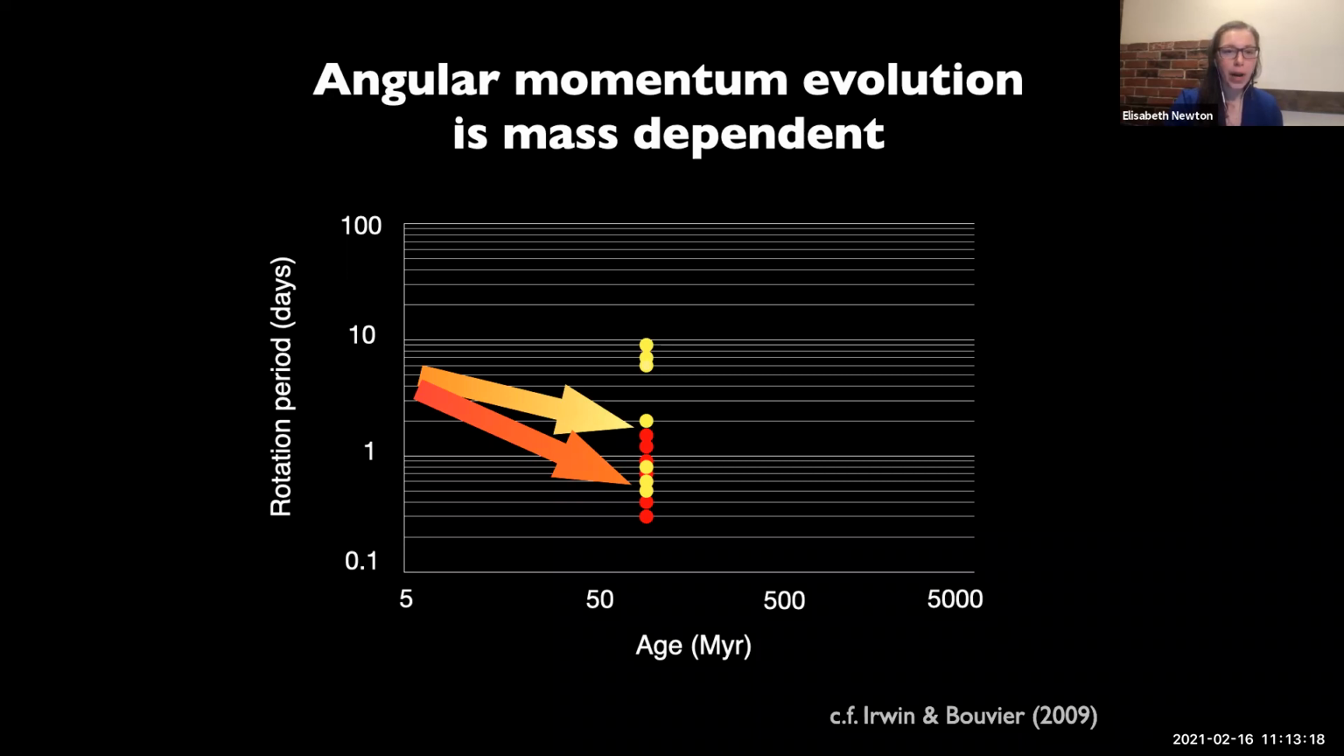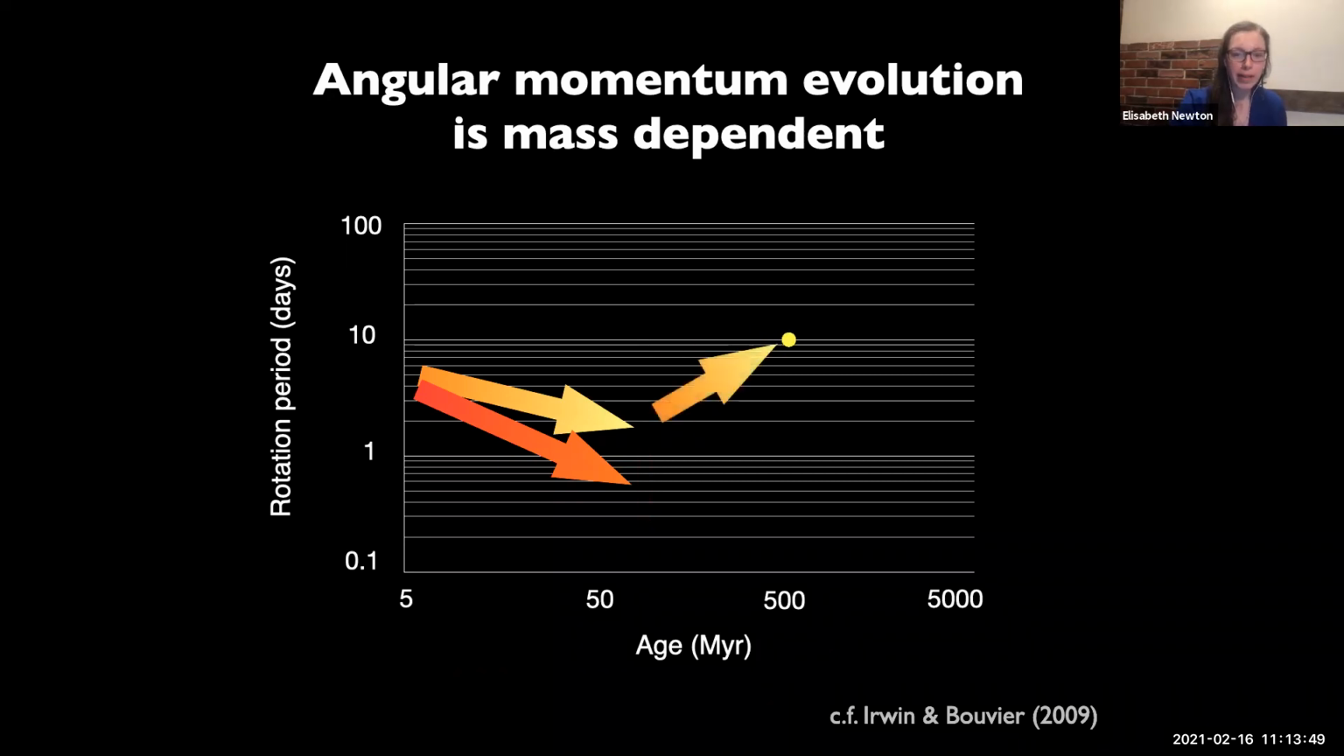But you can already see that at these young ages of around, say, 50 to 100 million years, the rotational evolution of sun-like stars and M-dwarfs is already diverging. For sun-like stars, the spin down process is well underway. You can see we have a kind of bifurcation. There's still some fast rotators, but most of the solar type stars have decreased their rotation period significantly. So that spin down process for sun-like stars is well underway by about 100 million years.